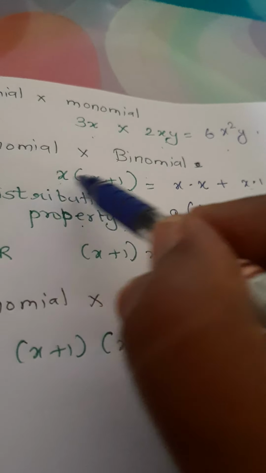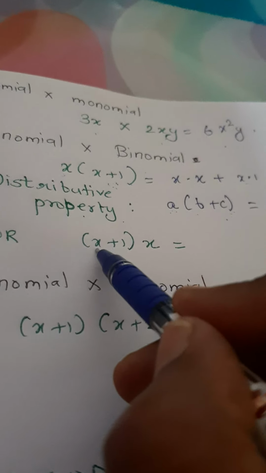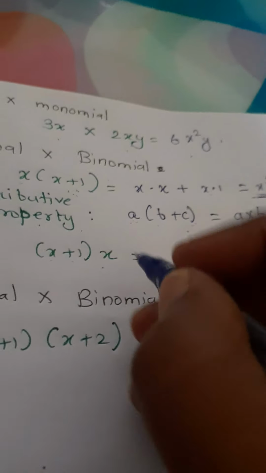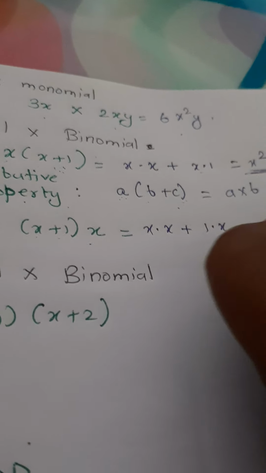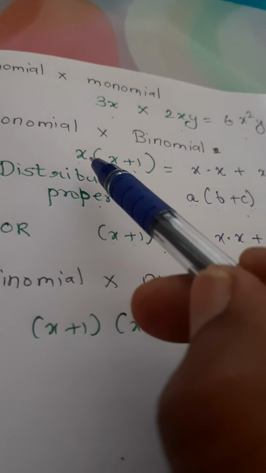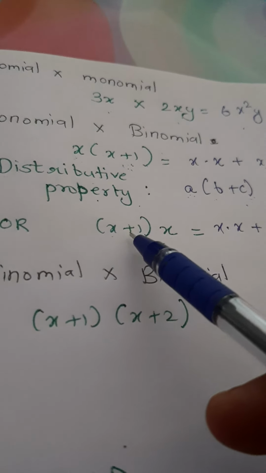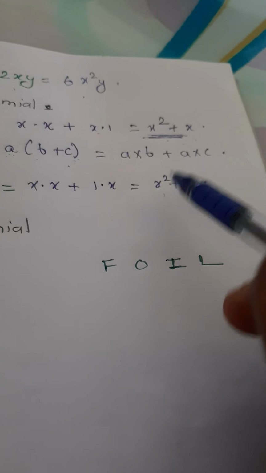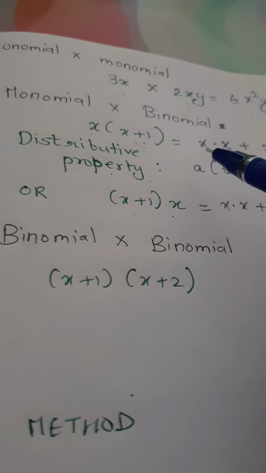That is, x into x plus 1 will give you x square plus x. So x plus 1 into x will give you how much? It will give you the same thing. X into x plus 1 into x, that will be x square plus x. So whether you perform multiplication of a monomial and a binomial or you swap it, perform multiplication of a binomial and a monomial, the answer will remain the same. So the swapping doesn't matter. Okay. So this is clear.